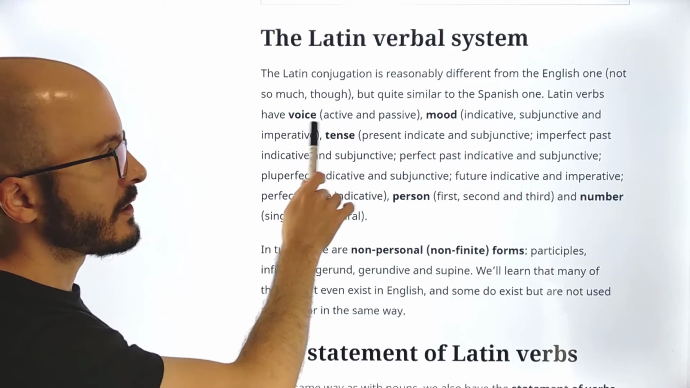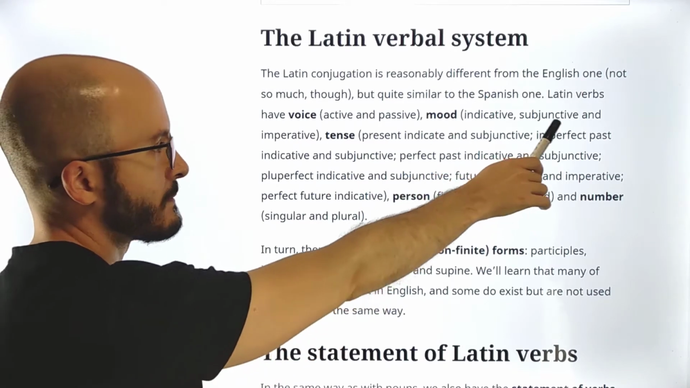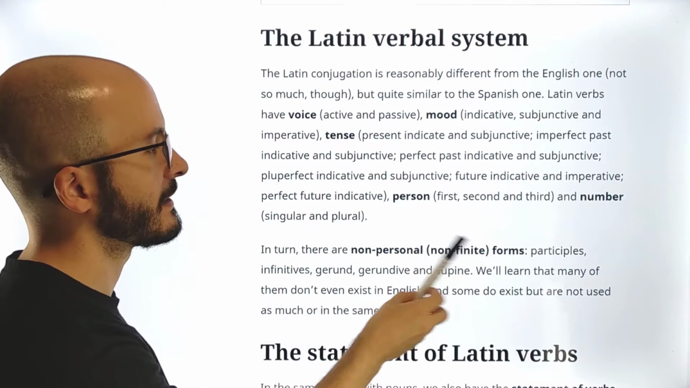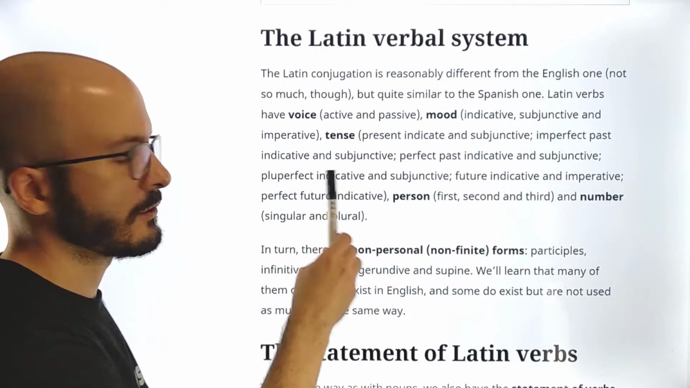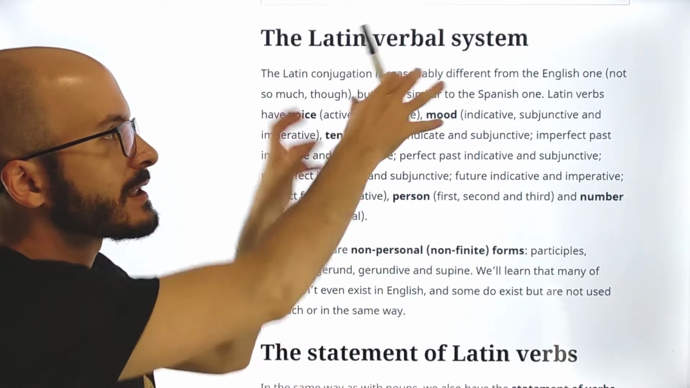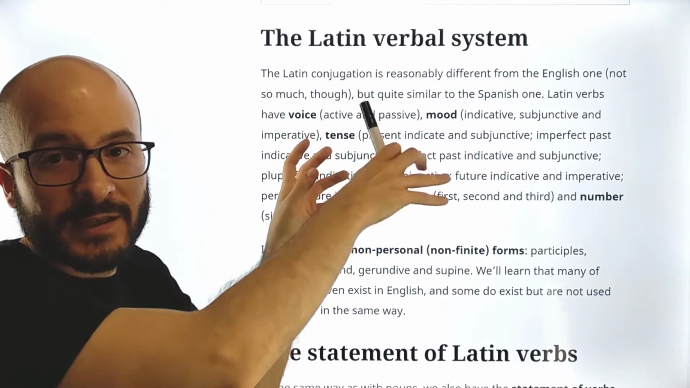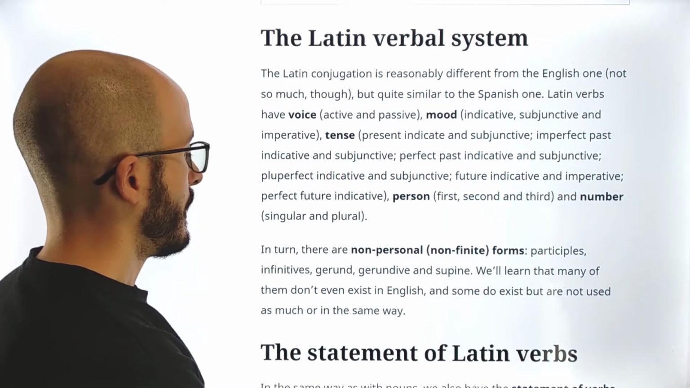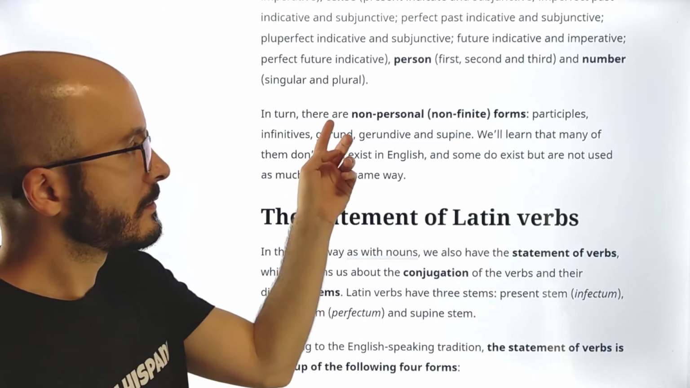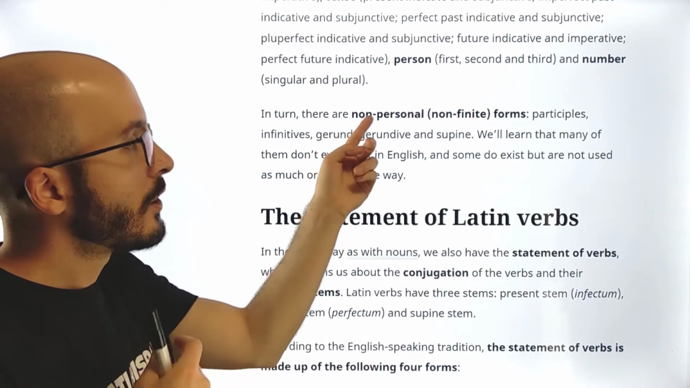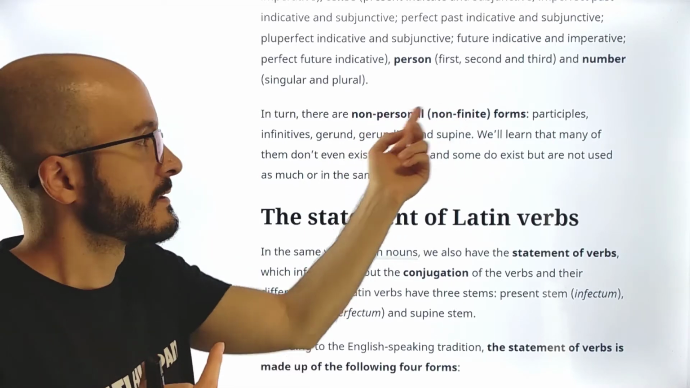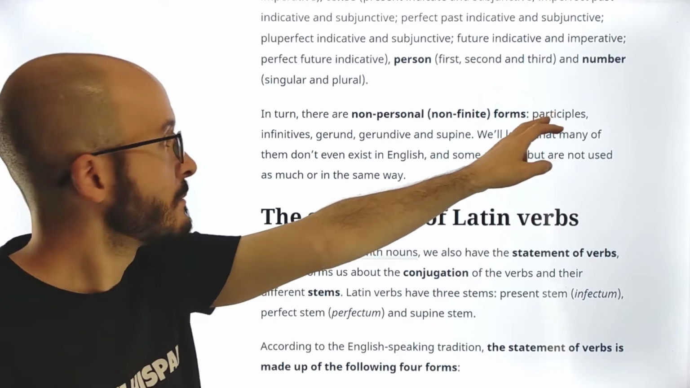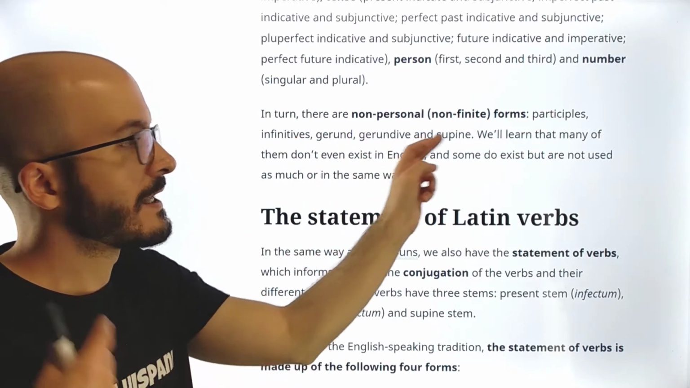Latin verbs have voice, active and passive; mood, indicative, subjunctive and imperative; tense, and here you have a lot of tenses in Latin; person, first, second, third; and number, singular and plural. So there are a lot of things to learn and take into account in Latin verbs. In turn, there are also non-personal, non-finite, which is the same, forms: participles, infinitives, gerund, gerundive, and supine.